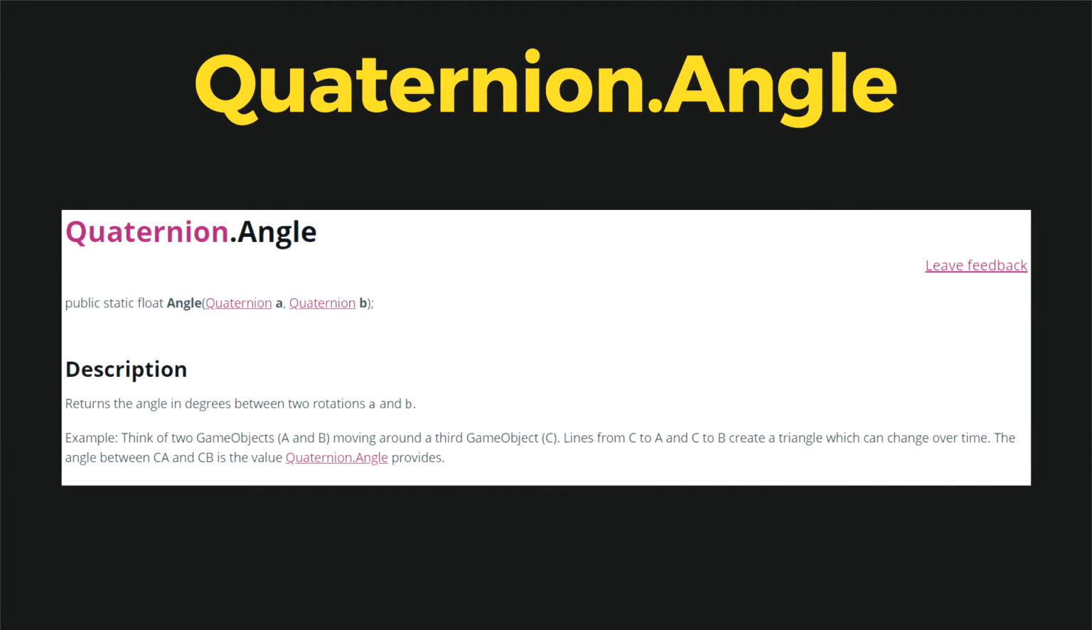Okay, another method from the Quaternion class is Angle. Angle takes two quaternions, A and B, and returns the angle in degrees between those two rotations. Remember that a quaternion is a rotation, so we provide two rotations and we get an angle in degrees: what is the difference between those two rotations? Honestly, I had trouble using this method in any way, but I came up with an example.